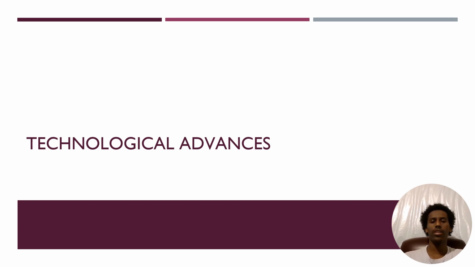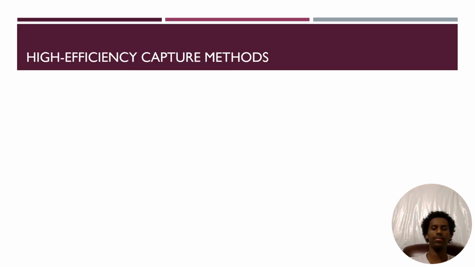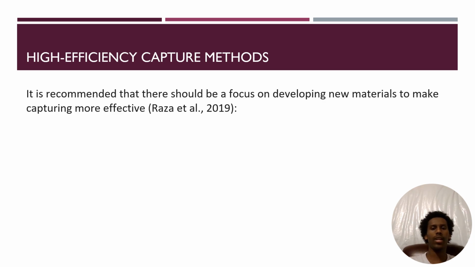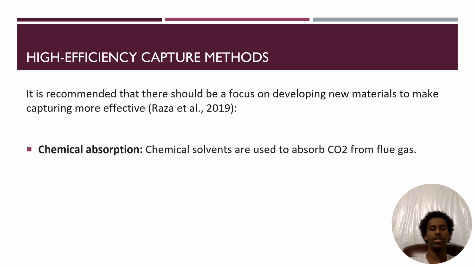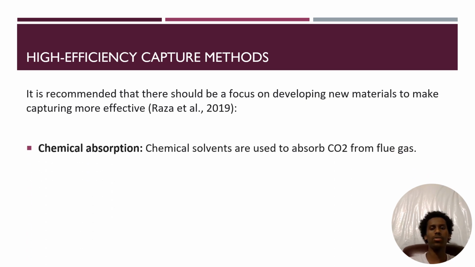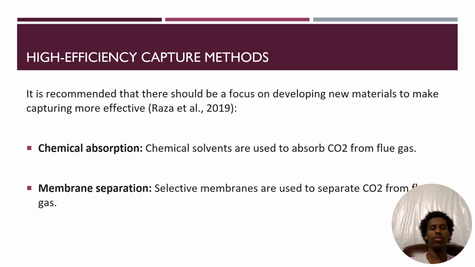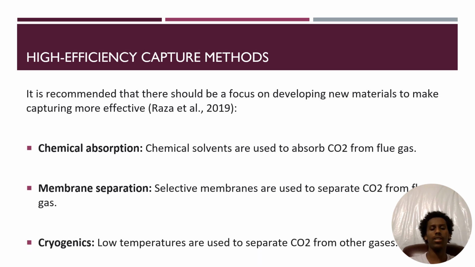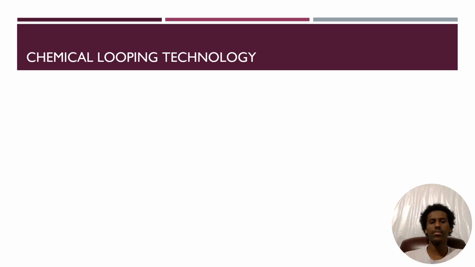What are the technological advancements in the field? High-efficiency capture methods. It is recommended that there should be a focus on developing new materials to make capturing more effective. This includes chemical absorption, which uses chemical solvents to absorb CO2 from flue gas. Then, we have membrane separation, which uses selective membranes to separate CO2 from flue gas. And finally, cryogenics, which uses low temperatures to separate CO2 from other gases.